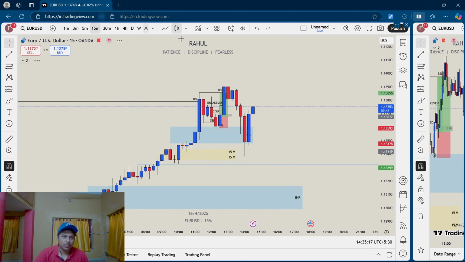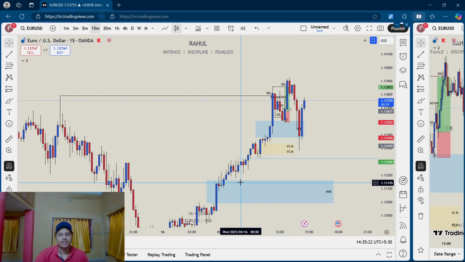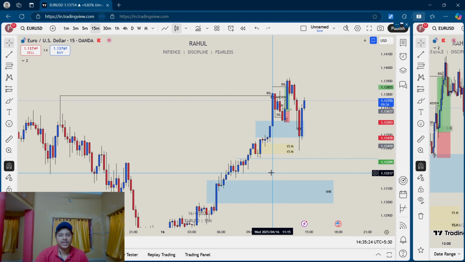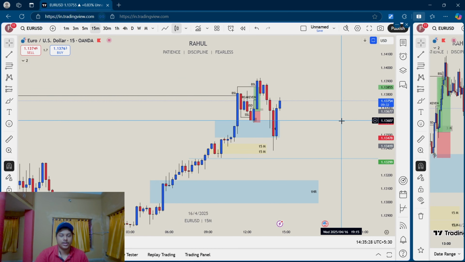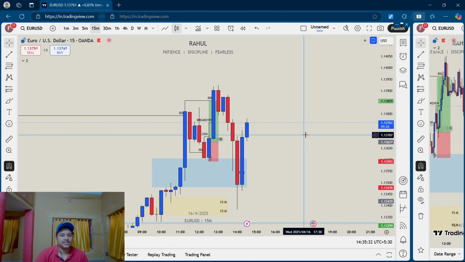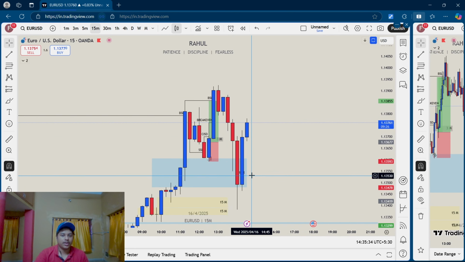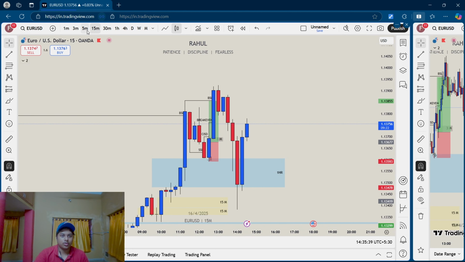Okay, so what I did was just wait for the perfect opportunity. While the market had come here without giving me any entry, it had just taken out the drawn liquidity, the buy side liquidity. Then the market retraced back into the 1 hour fair value gap. This is the 1 hour fair value gap, as you can see.